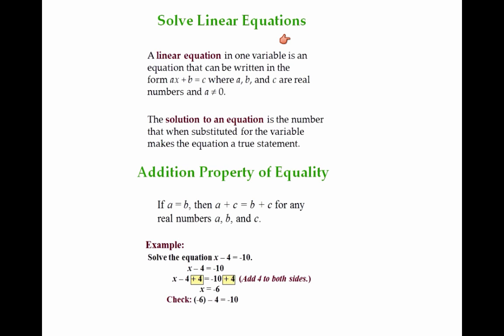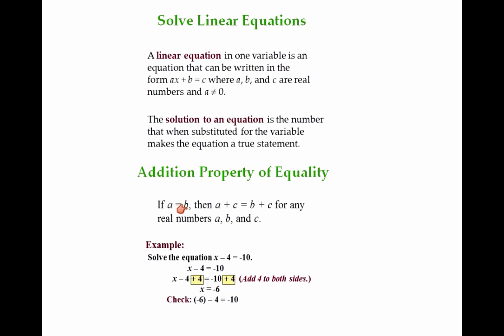Solve linear equations. A linear equation in one variable is an equation that can be written in the form ax plus b is equal to c, where a, b, and c are real numbers, and a cannot be equal to 0. So this would be an example of a linear equation. The solution to an equation is the number that, when substituted for a variable, makes the equation a true statement. So we always have to check and see if what we solve is a true solution.